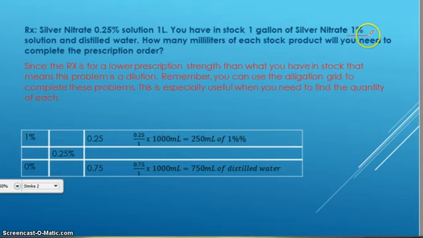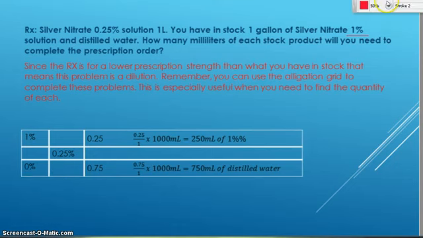Now the fact that we have a gallon is great to know, but it's not going to necessarily be used in this particular problem. It just means that that's how much we have available if we need it. We are wanting to make 1 liter though. So we're wanting to make 1 liter of the 0.25%. And we want to use the 1% and we want to use distilled water. Since we are using distilled water, this is a dilution problem, and that third percent that we need is going to be 0. So we're putting these into the grid.